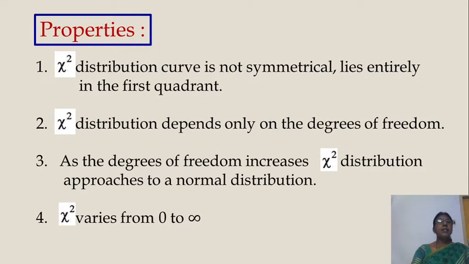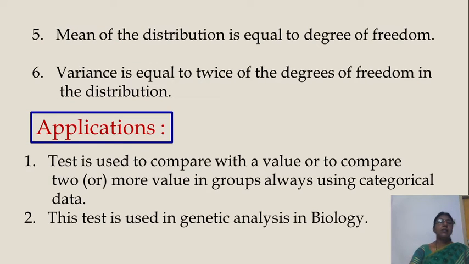See the properties. The first one, chi-square distribution curve is not symmetrical. It lies entirely in the first quadrant. Next, chi-square distribution depends only on degree of freedom. Third one, as the degree of freedom increases, chi-square distribution approaches a normal distribution. Then chi-square varies from 0 to infinity.